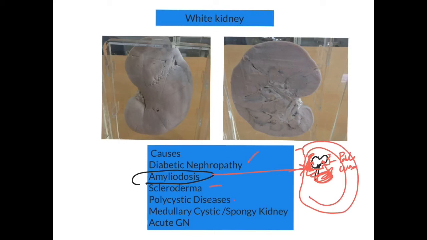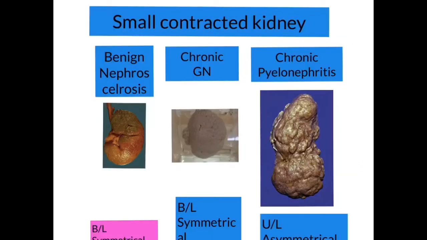Similarly, in all these causes, there are different reasons why the kidney becomes enlarged. Here you can see that one lesion is present on the upper surface, that is on the cortical area, and the corticomedullary area is not differentiated very well now. So this is the white enlarged kidney, and these are the causes. Please remember these causes. Now coming to the small contracted kidney.